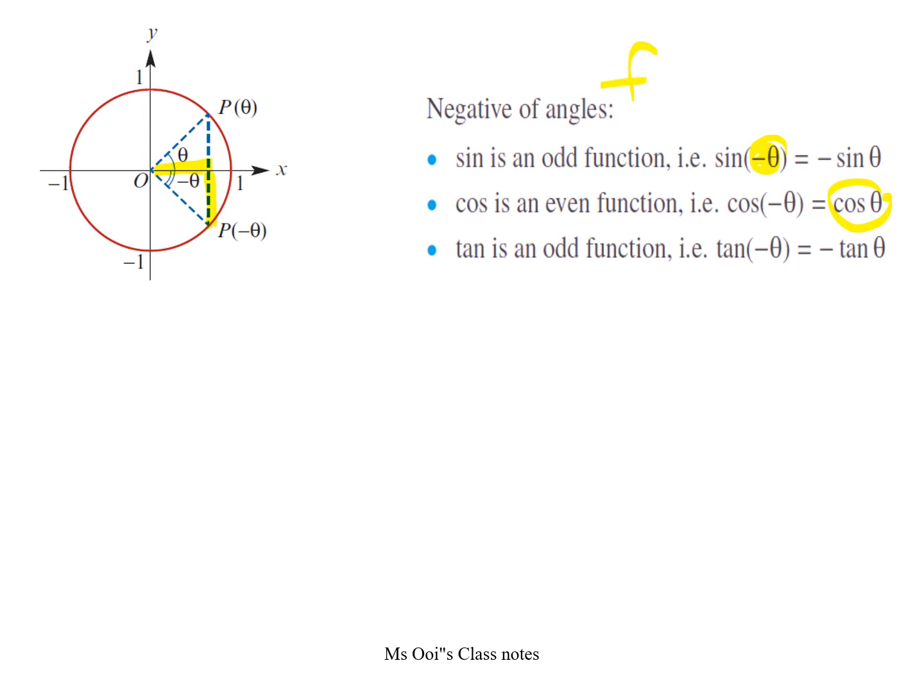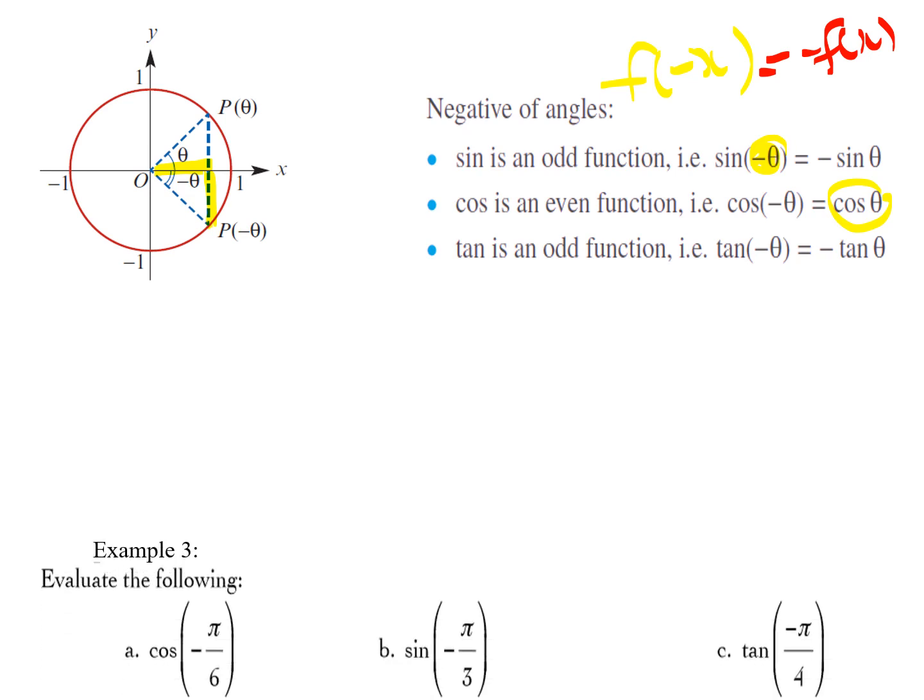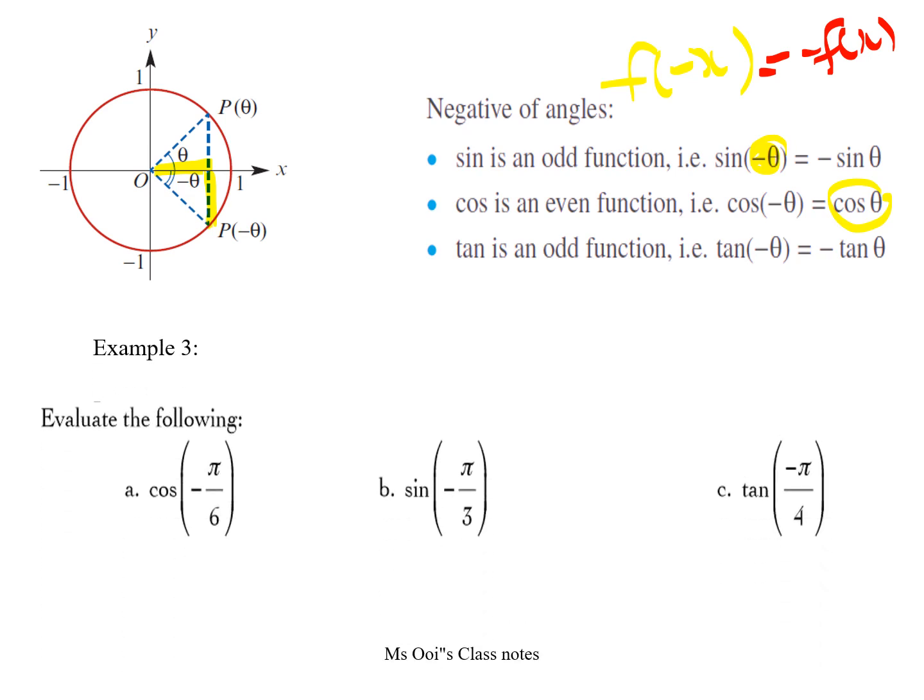It's like f of negative x is equal to negative f of x. That's the odd functions. Cosine is an even function. Tangent is also an odd function. Tangent of negative theta is the same as negative of tangent theta. And shall we look at example 3? Let's evaluate this. What is cos of negative pi over 6?